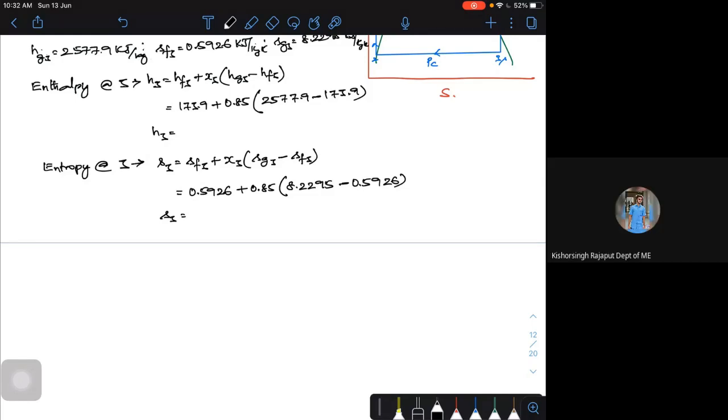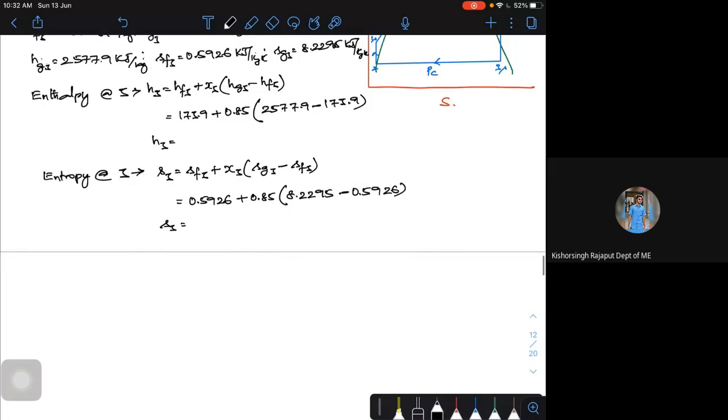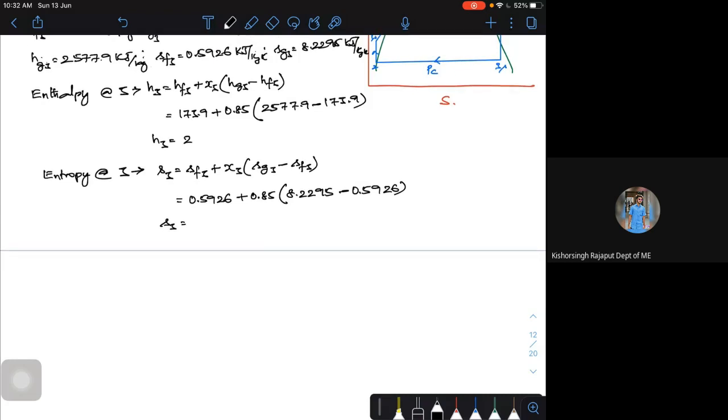Yes, sir. 2217.3. Are you getting these values? 2217.3 kilojoules per kg. Don't expect me to do everything. So what is S3? 7.084. Yes, super. 7.084 kilojoules per kg degree Kelvin. If you try to do the calculation, only then will you learn it.